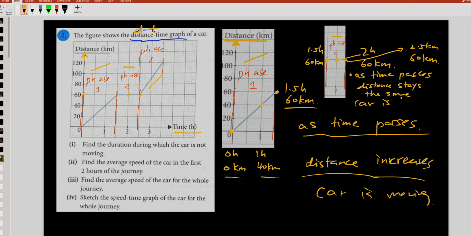Three o'clock, you are here. 3:30, you are here. Pause. So the car is idle or not moving. Okay, easy to understand, right?